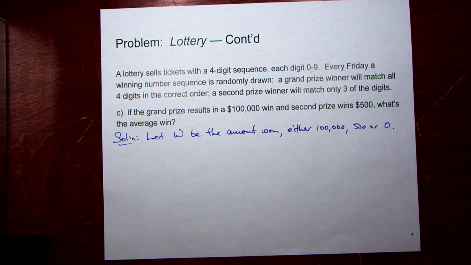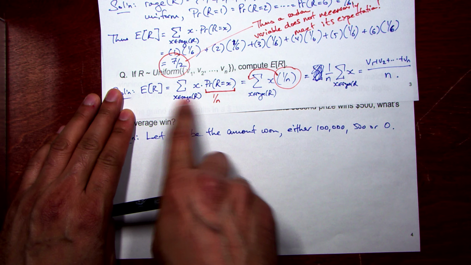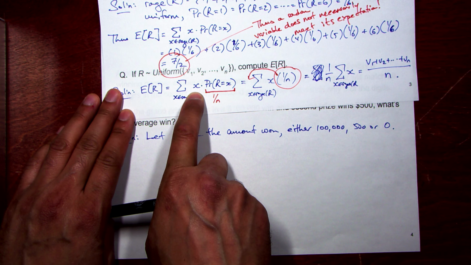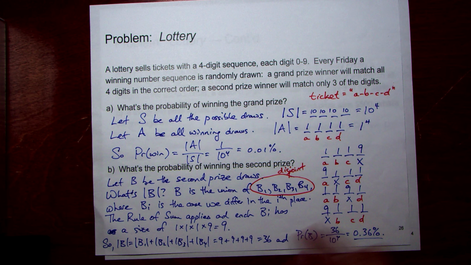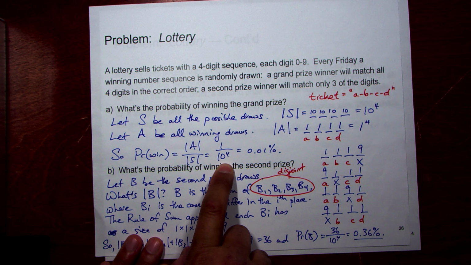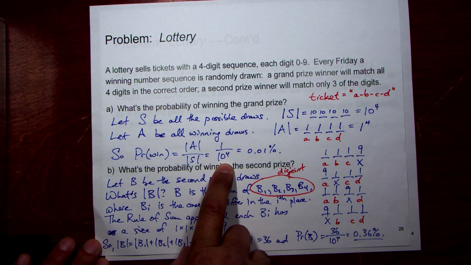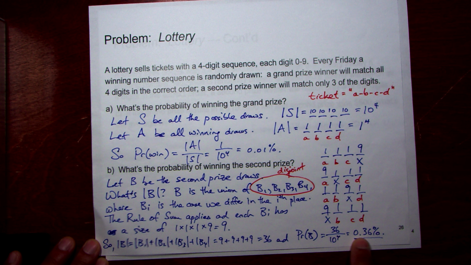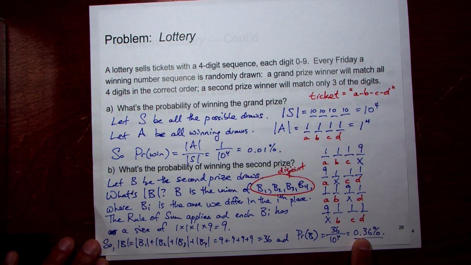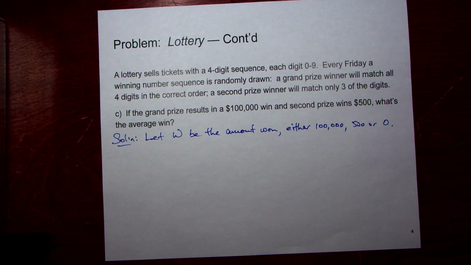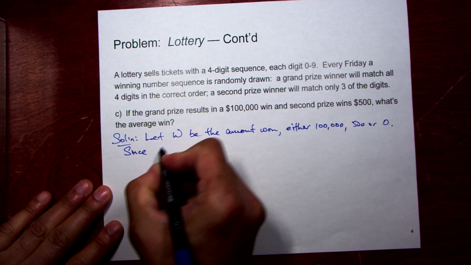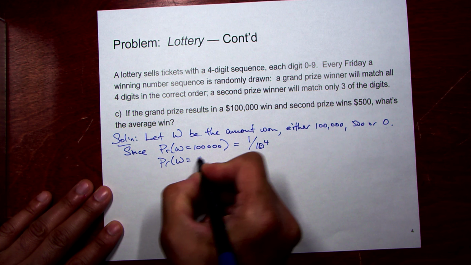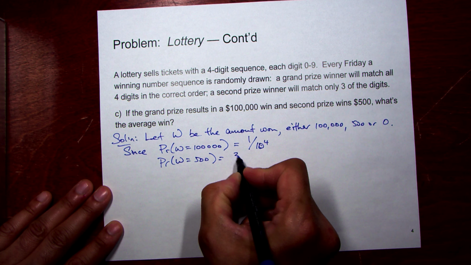Okay, so in this formula, we need probabilities. We have the values of X, right? There are 3 possibilities in the range. We're going to get the probabilities from when we did this problem the first time. So the probability of a win was 1 over 10 to the 4th, I guess that's 1 over 10,000. And the probability of a second place finish is 0.36%. These are not very likely things, but they're still non-zero probabilities. Anyway, we're going to weight them by those. So I'm just going to copy that over. The probability that W is 100,000 was 1 over 10 to the 4, and the probability that W is 500 was 36 over 10 to the 4.